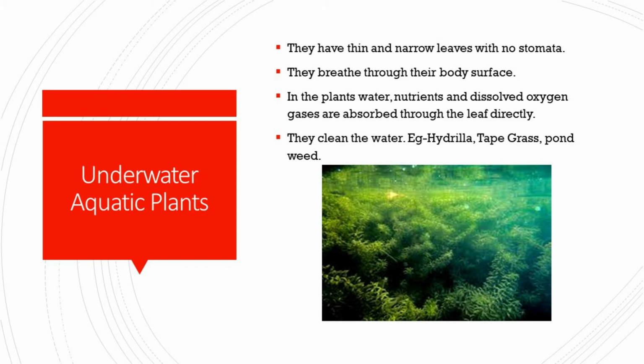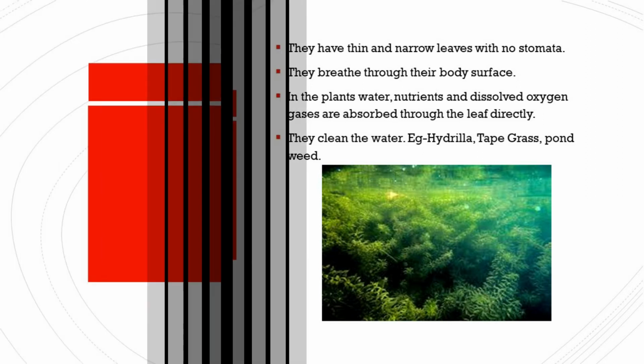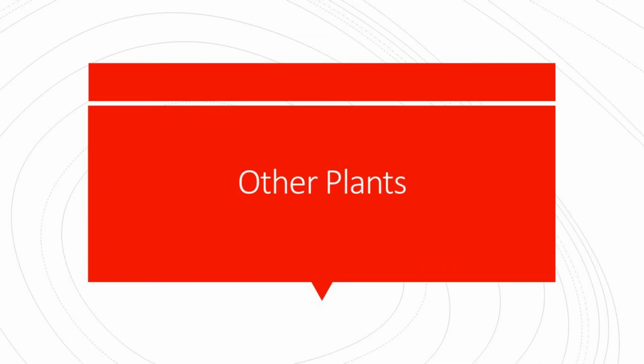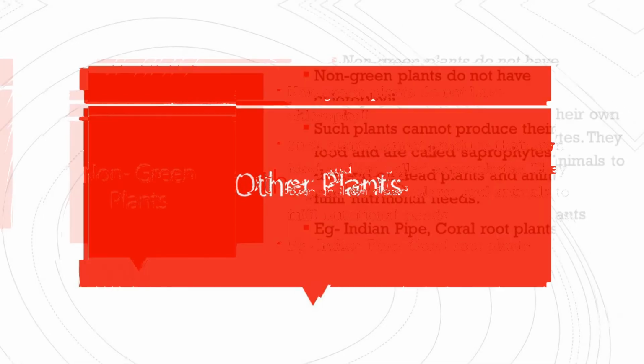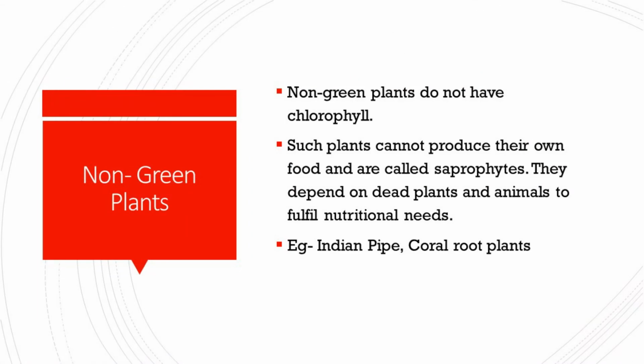First is floating aquatic plant, second fixed aquatic plant and third underwater aquatic plant. Now some other plants are also there which are known as non-green plants. They are not having green color, they are not having chlorophyll present in it, so they are not able to make their own food. They are dependent on other part of the things to take nutrition from there.